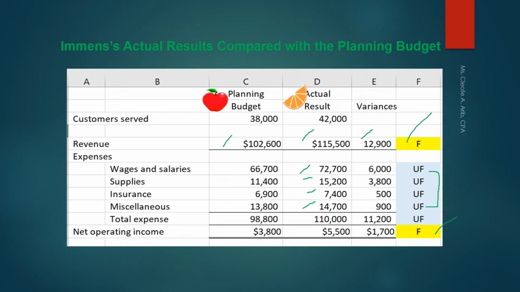Again, by looking at this table, you're comparing your apple to your orange. Bakit ko nasabing you're comparing your apple to your orange? Because the number of customers served, magkaiba. So, let's leave it at that muna, and then we will continue with the next slide.